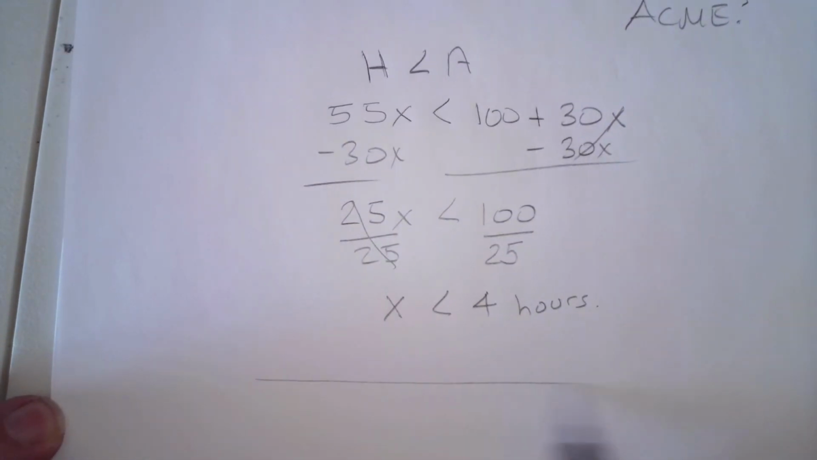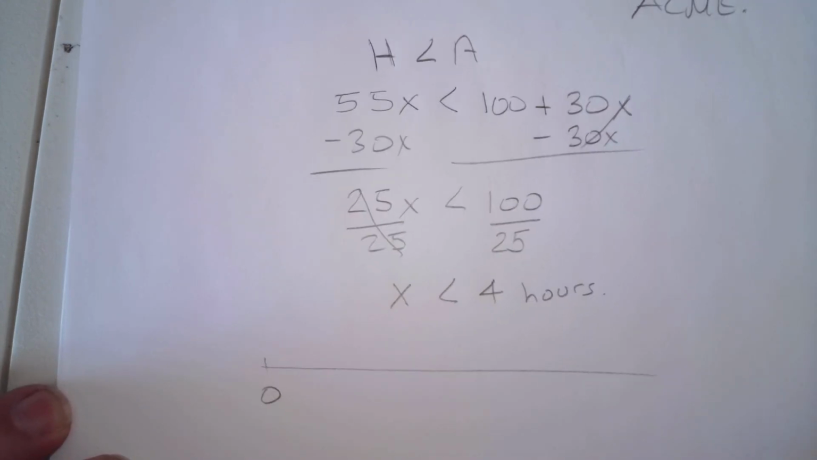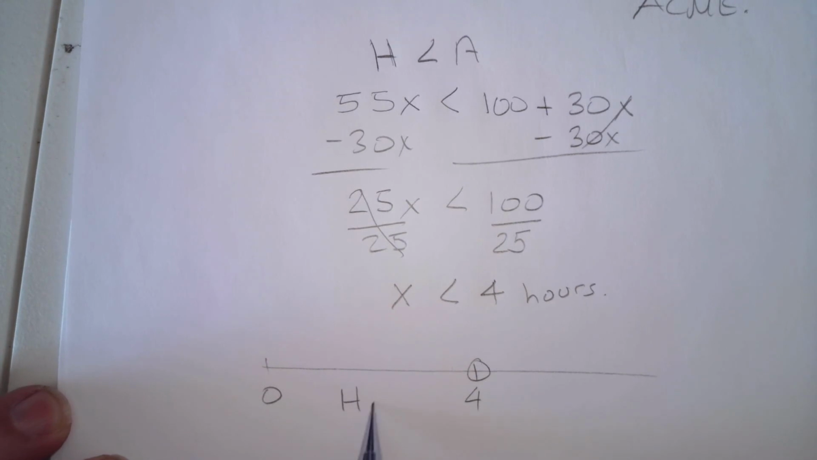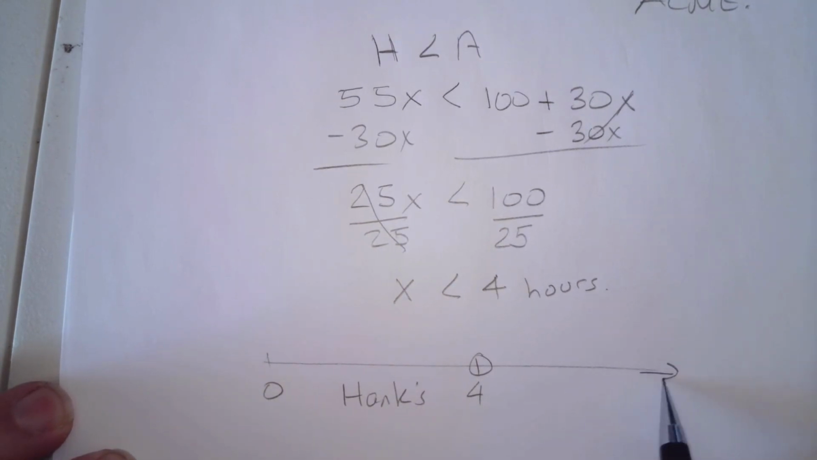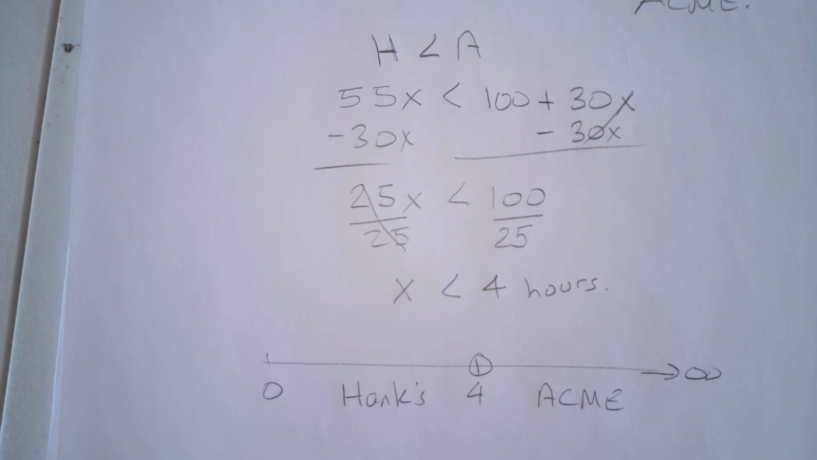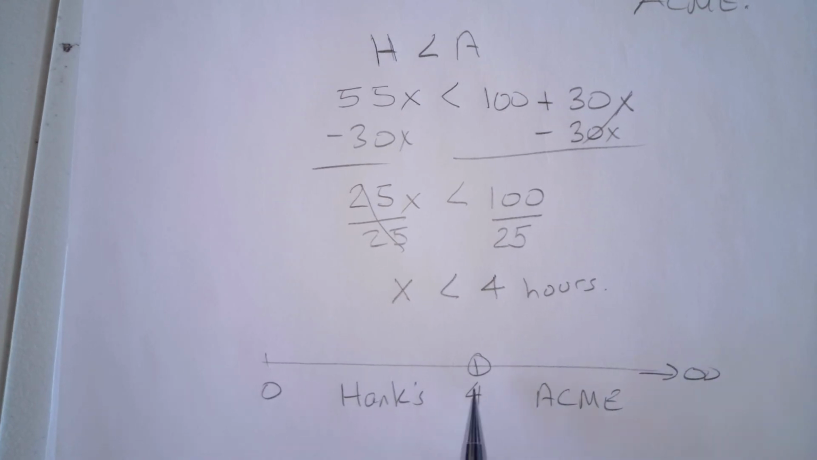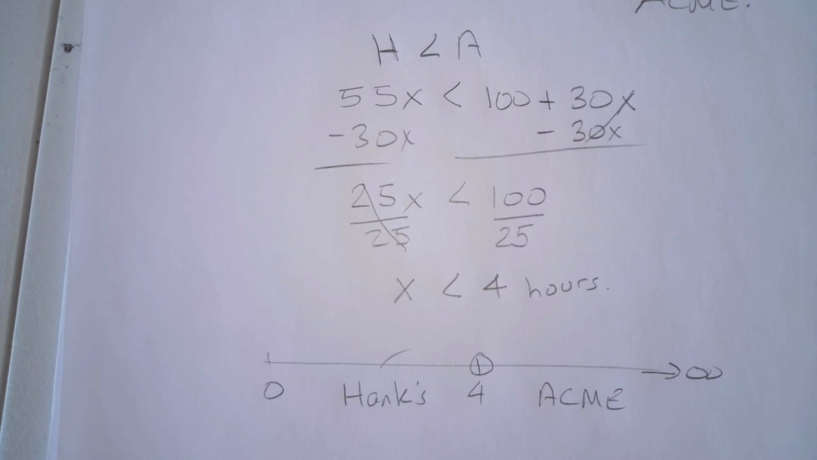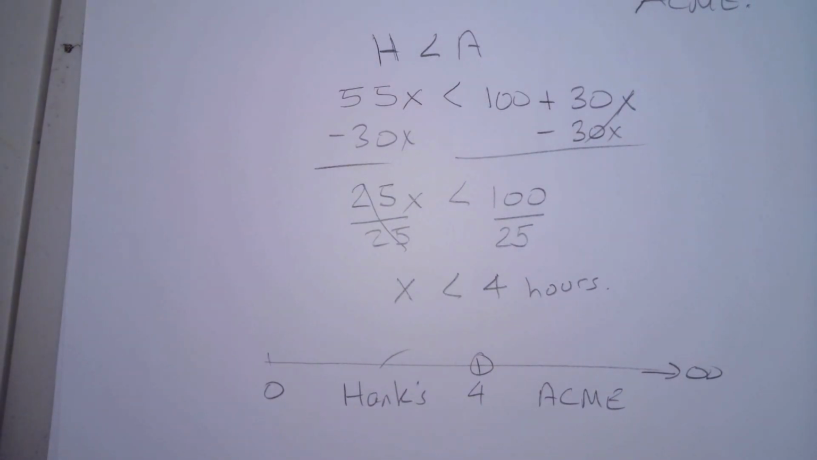So from 0 up to 4 hours, Hanks. After 4 hours, it'd be cheaper to use Acme. So if your job takes less than 4 hours, use Hanks. If it's greater than 4 hours, use Acme. All right, so that's section 1.6. That does it for chapter 1. Good luck.